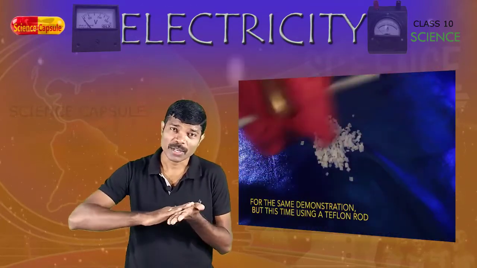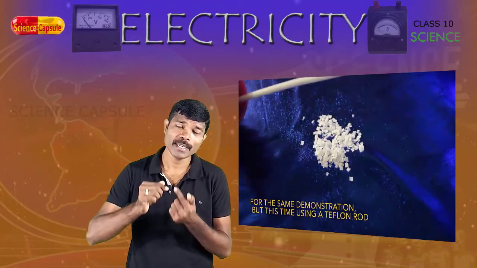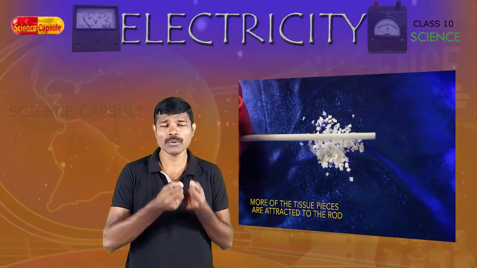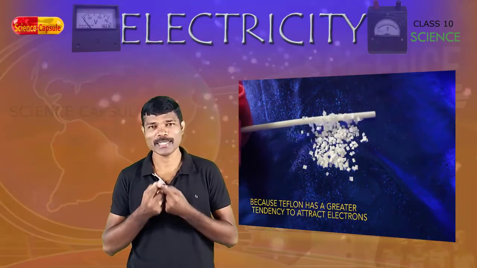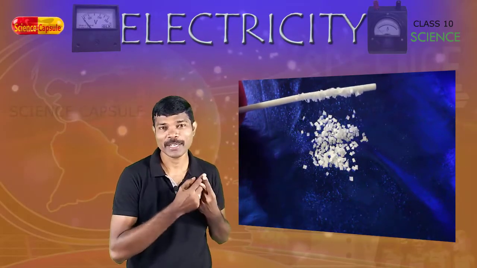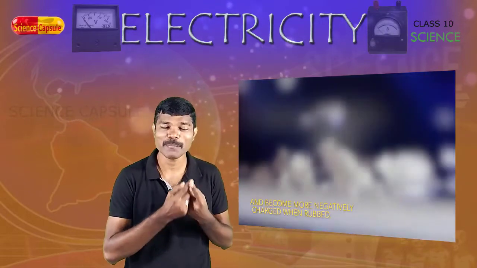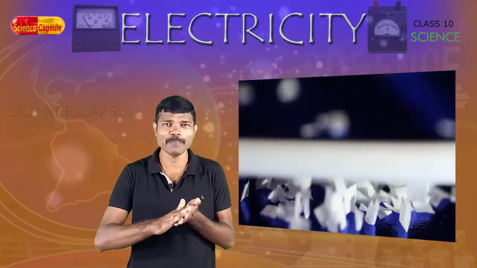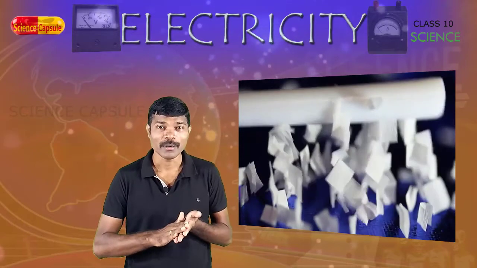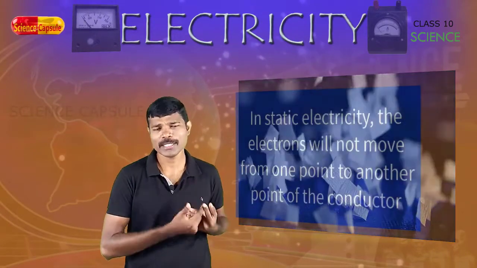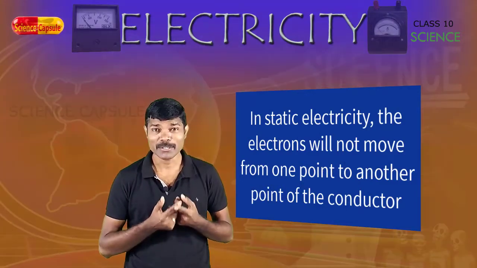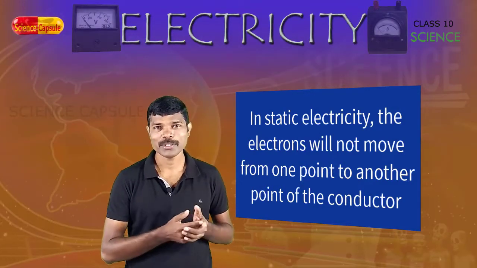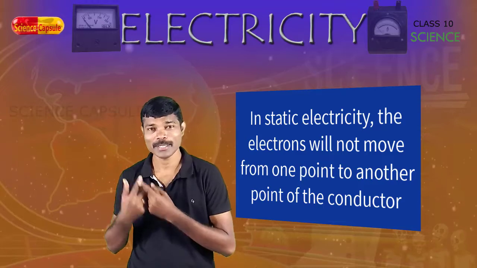Likewise, when you rub it, the electrons in the atoms just come out of the atoms. They do not move from one place to another since they do not have free electrons. The electrons are coming out just because of rubbing. By friction, the electrons come out. This type of electricity is what we call static electricity. Static means they do not move. They remain in the static position, so it is called static electricity.